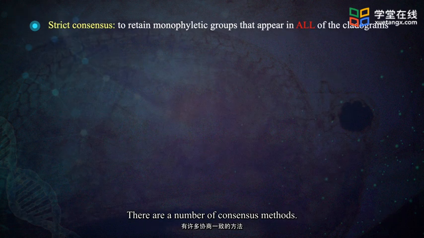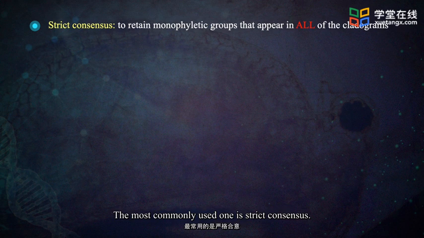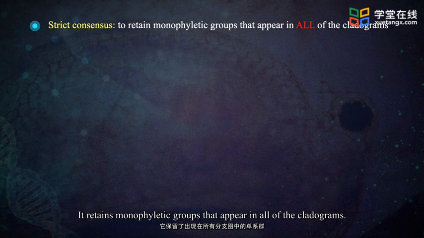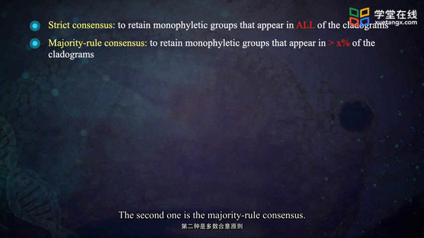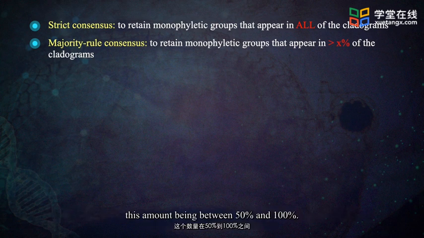There are a number of consensus methods. Among them, there are 2 commonly used ones. The most commonly used one is strict consensus. It retains monophyletic groups that appear in all of the cladograms. The second one is the majority rule consensus. It retains monophyletic groups that appear in a certain amount of the cladograms, this amount being between 50% and 100%.